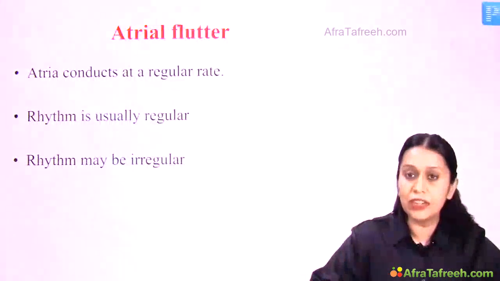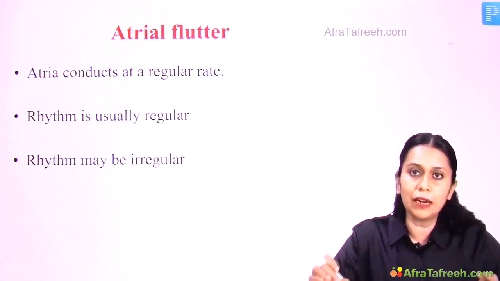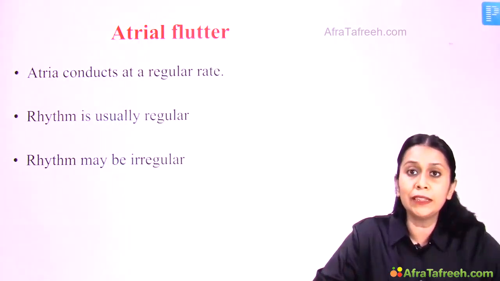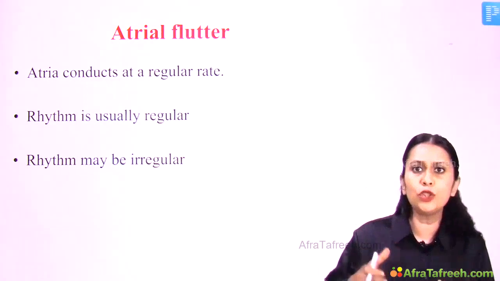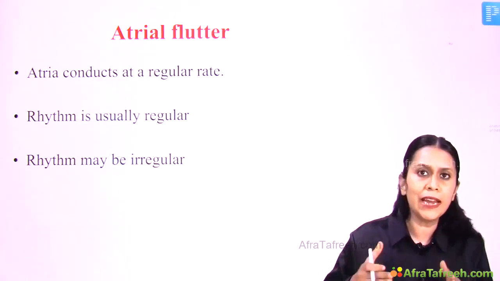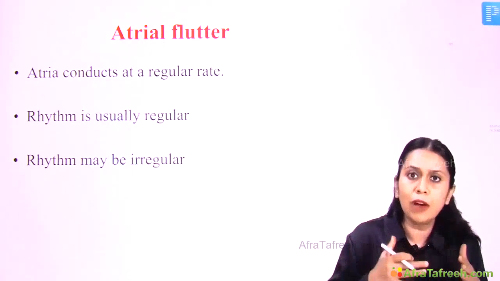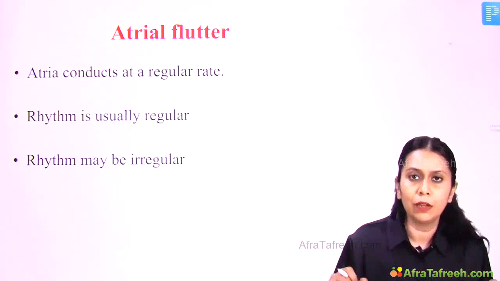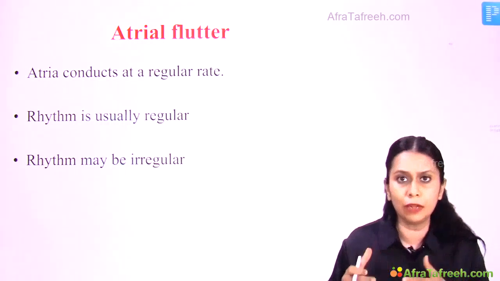So next is atrial flutter. Now atria in atrial flutter is conducting at a regular rate. In fibrillation it was conducting at a random rate. Here at a regular rate, and rhythm is usually regular. Let's say atria is conducting 300 times in a minute, and 150 impulses conducted by the atria are taken by the AV node. So the atrial rate is 300 and the ventricular rate is 150.